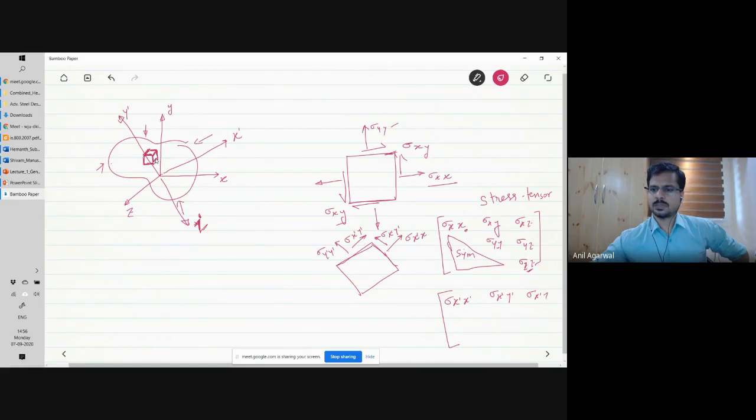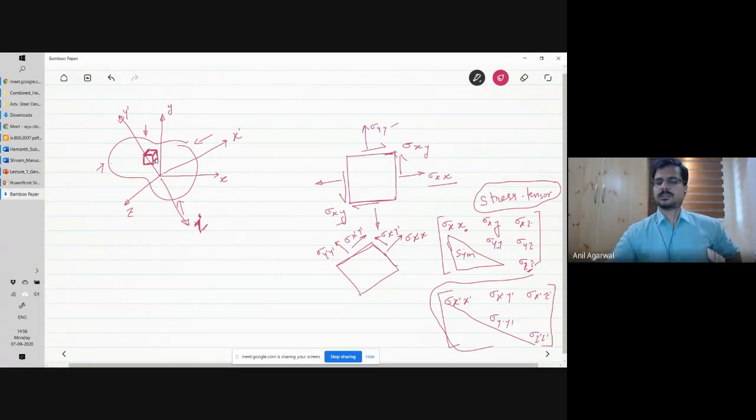Sigma x prime, z prime. So now you will have 9 new numbers here. How did I get these? This was the original stress tensor, and this is the new stress tensor.